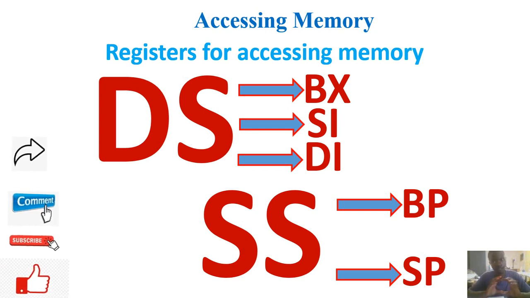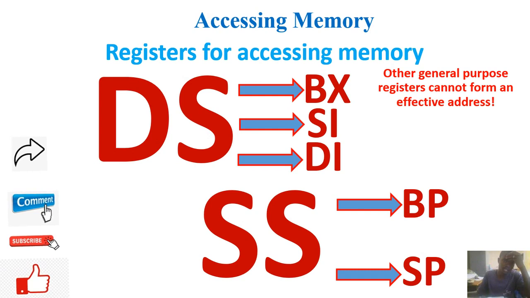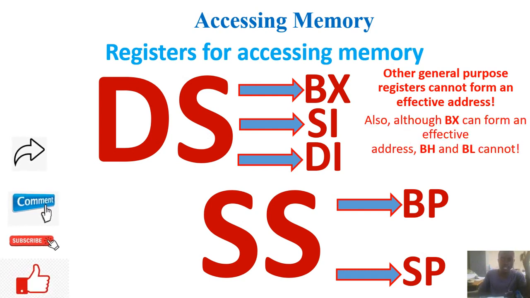So by default, I'm just concluding what I've said. BX, SI and DI registers work with the DS segment register, and BP and SP work with stack segment register. That is, other general purpose registers cannot form an effective address. BX can form an effective address, but BH or BL cannot form an effective address.